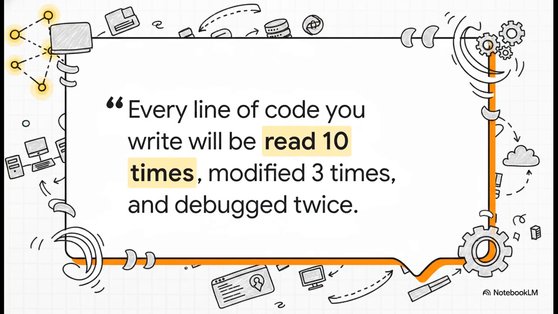Ultimately, surviving at scale comes down to acknowledging this fundamental law of software engineering. Every line of code you write will be read 10 times, modified 3 times, and debugged twice. Before you write new logic or bolt a new tool onto your pipeline, you really have to ask yourself if you're willing to pay that ongoing maintenance tax.